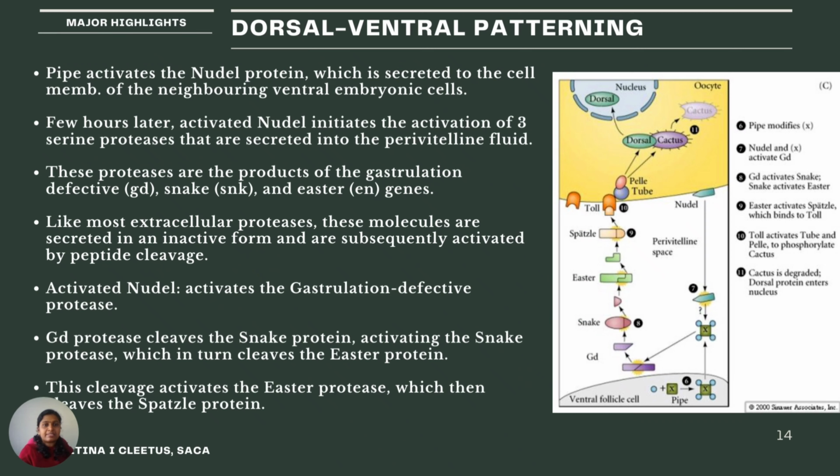This pipe then activates the nodal protein, which is secreted into the cell membrane of the neighboring ventral embryonic cells. And a few hours later, the activated nodal protein initiates the activation of 3 serine proteases that are secreted into the perivitelline fluid. And these proteases are the products of the gastrulation defective, snake, and easter genes. Like most extracellular proteases, these molecules are secreted in an inactive form and are subsequently activated by peptide cleavage.